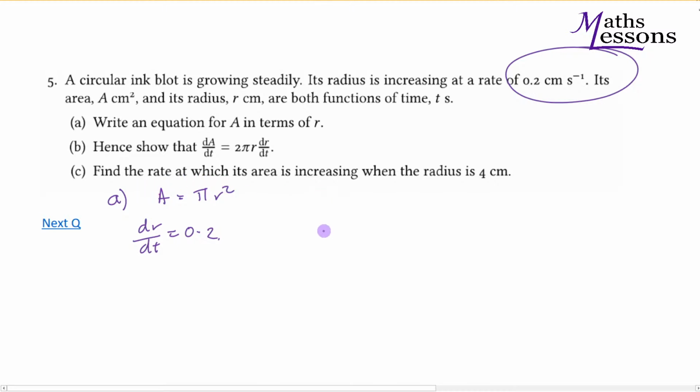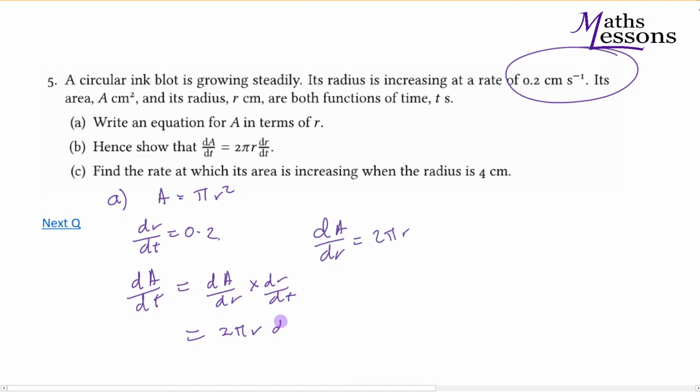From this we can find dA by dr. If we differentiate this with respect to r, we get 2 pi r. And we can then use the chain rule. In all these questions, we use the chain rule to find what we want. We want to find dA by dt. Now dA by dt must be equal to dA by dr times dr by dt. So dA by dr is equal to 2 pi r, and that's going to be times dr by dt.